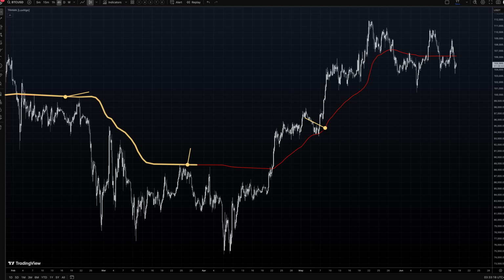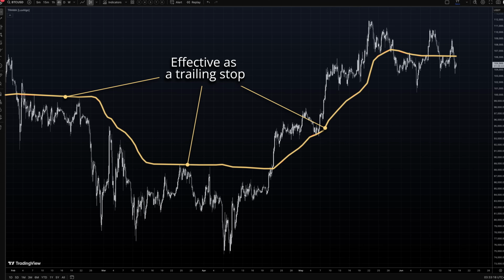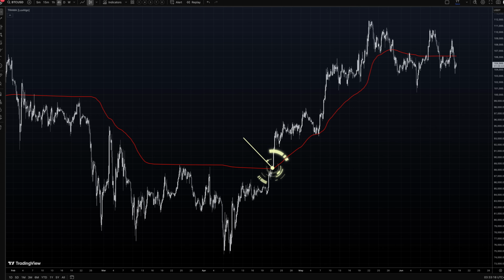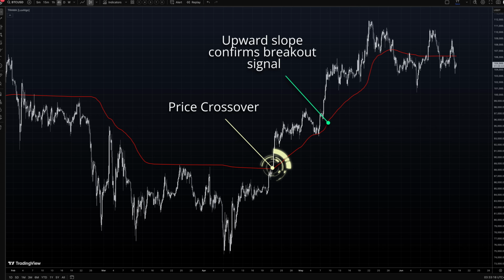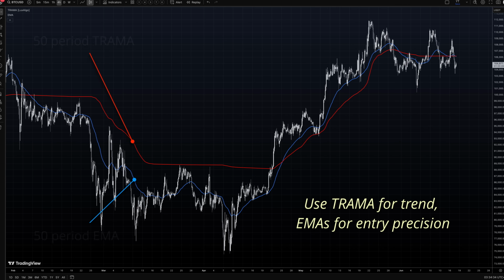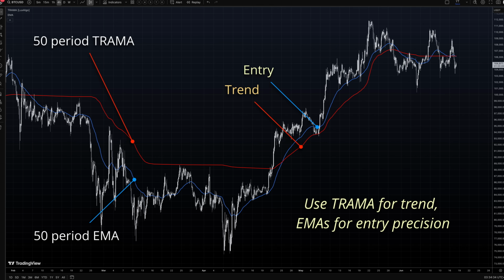It doesn't aim to pinpoint tops or bottoms, but rather to hold during sustained trends and avoid frequent whipsaws. For strategy use, it suits trailing stop frameworks or as a dynamic trend filter. For example, a crossover of price above TRAMA might be treated as a signal only if the TRAMA line has an upward slope, avoiding early entries in ranging conditions. Alternatively, combining TRAMA with faster EMAs or volatility filters can help refine entries during acceleration phases.